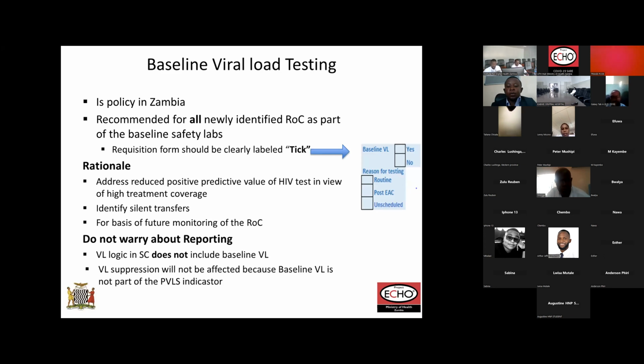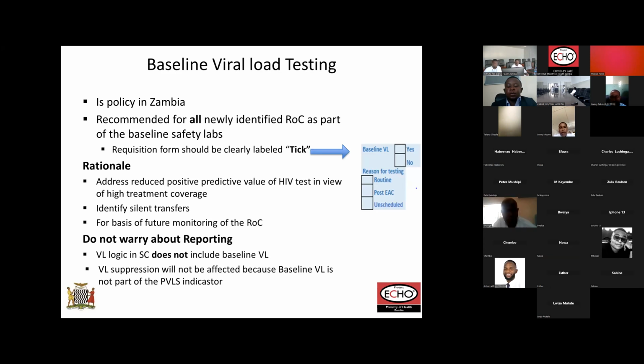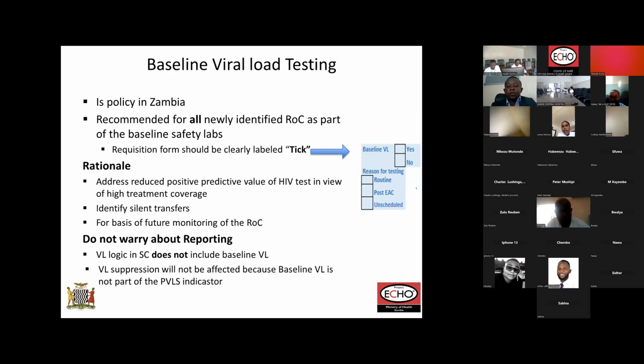One of the key things we want to emphasize as we collect this sample is that the requisition form should be clearly labeled. And because our forms are standardized, I have an extract of the form to the right of the slide. This is just a sample of how that form looks. And this is where we just really tick. If the sample is baseline, you tick yes. That should be enough to guarantee that that particular sample will be handled during processing and resulting as a baseline viral load.